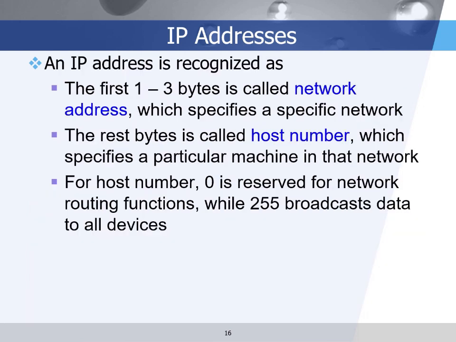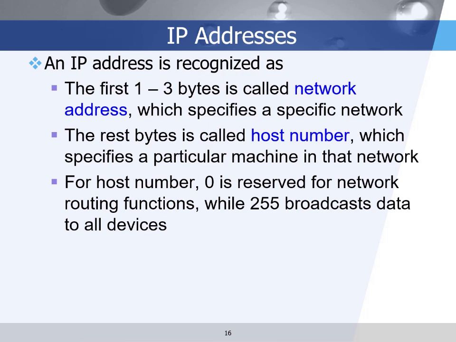The IP address can be divided into 2 parts, the network address part and the host number part. The network address part can contain 1 to 3 bytes, and the rest of the bytes is called the host number.